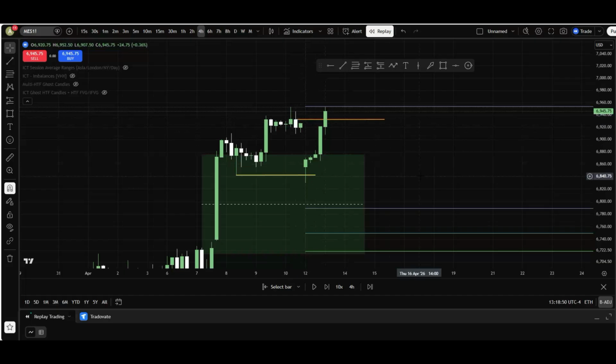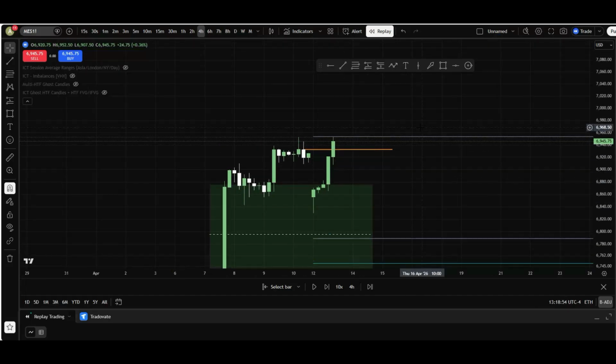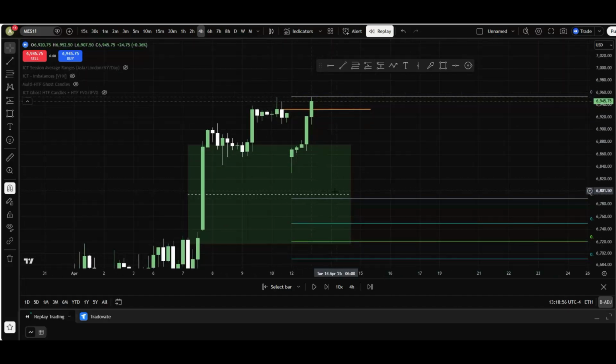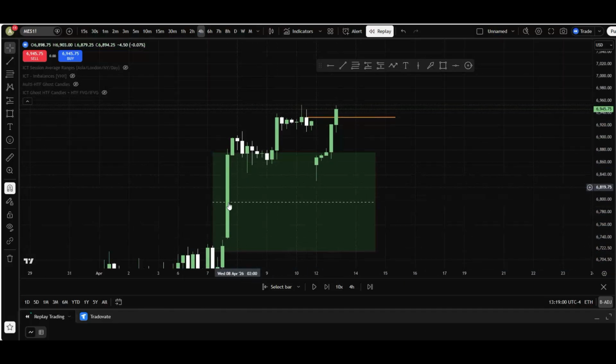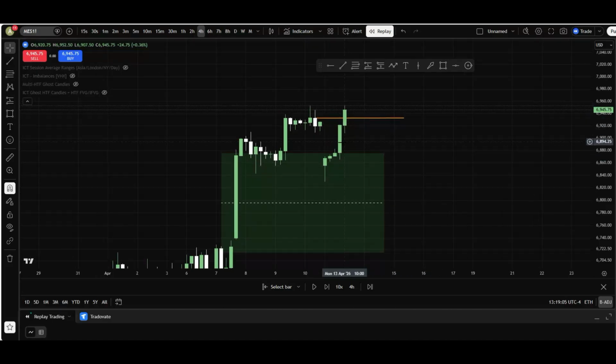As you can see, we get that close. So when we get the close, we obviously respected the 50%, so I'll get rid of this now. This was that kind of point of interest. All right, we closed above. We have the bias bullish. The structure is confirming bullish. Now we have to enter.